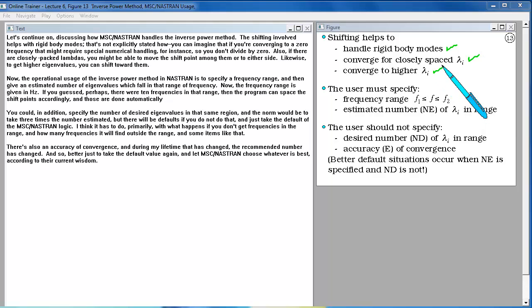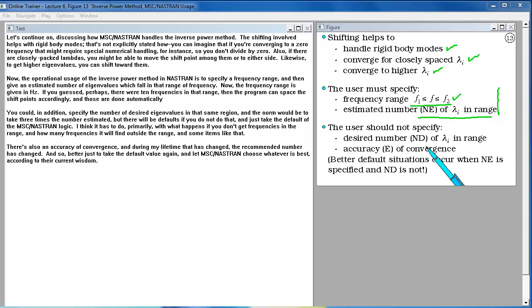Now, the operational usage of the inverse power method in Nastran is to specify a frequency range and then give an estimated number of eigenvalues that would fall in that range of frequency. Now, the frequency range is given in hertz. If you guess perhaps there were 10 frequencies in that range, then the program can space the shift points accordingly, and those are done automatically.